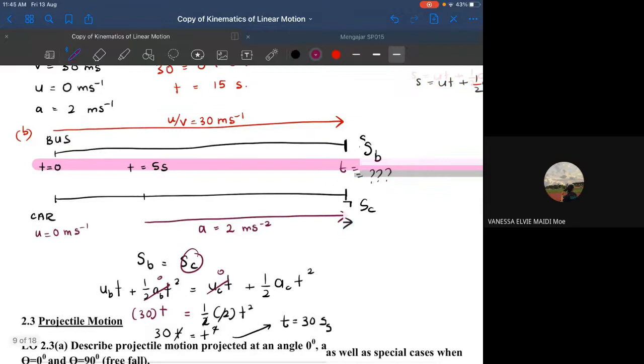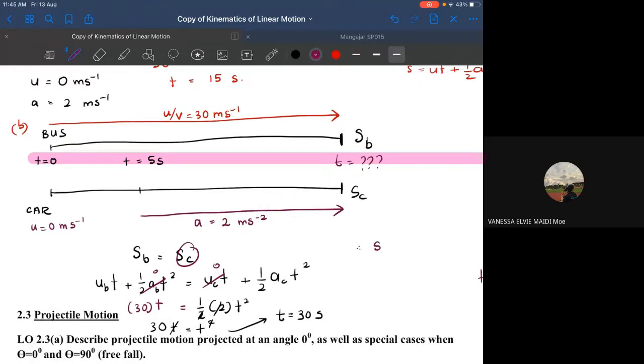So we do it like this. SC equals this, SC equals the one at the back, or equals this. So SC equals half at square. The distance travelled by the car is half times 2 times 30 square. So this one you should get 900 meter.